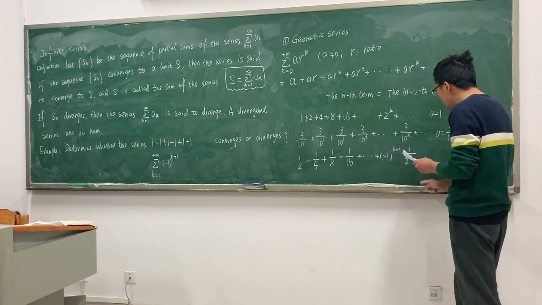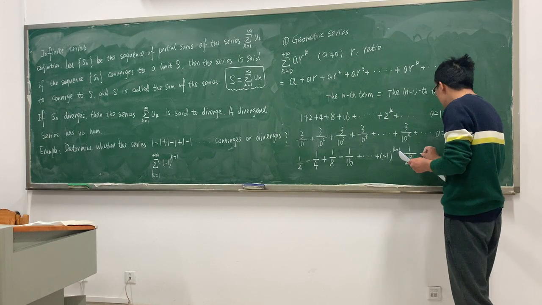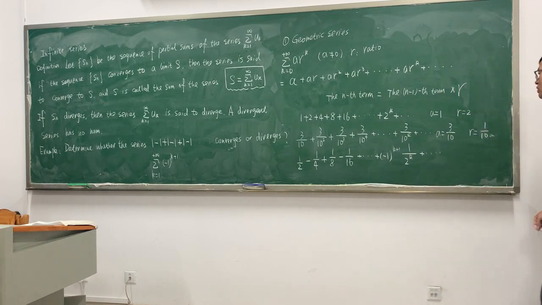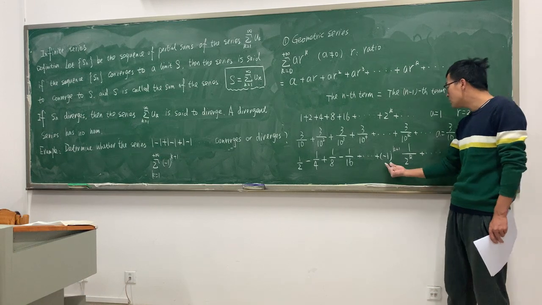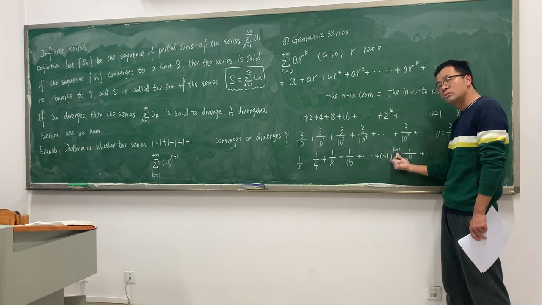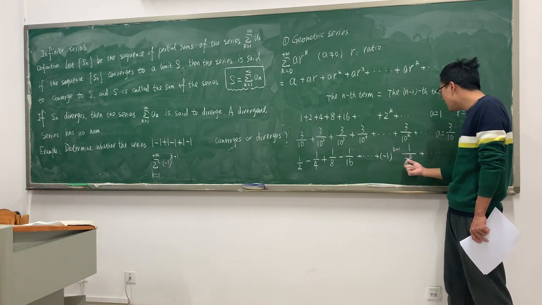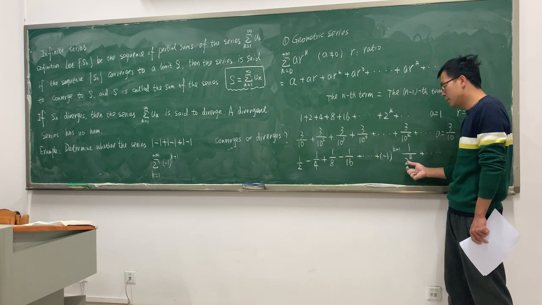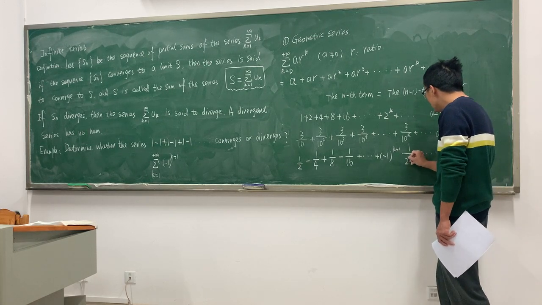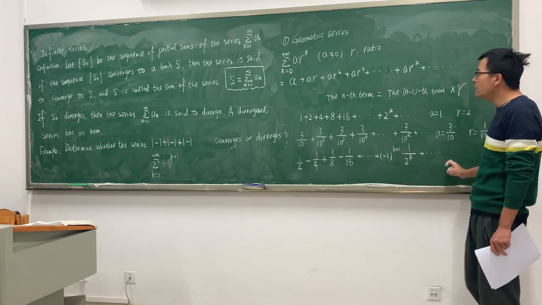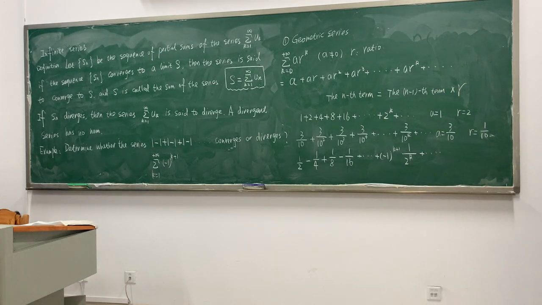To the power k. This is the general term. The general term is minus 1 to the power k plus 1 times 1 by 2 to the power k. So is this a geometric series or not?